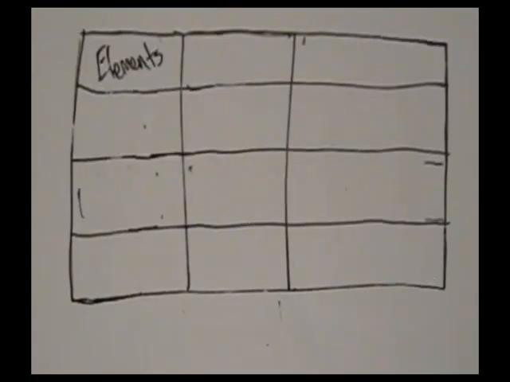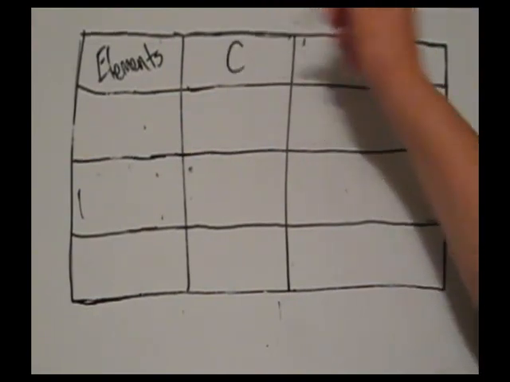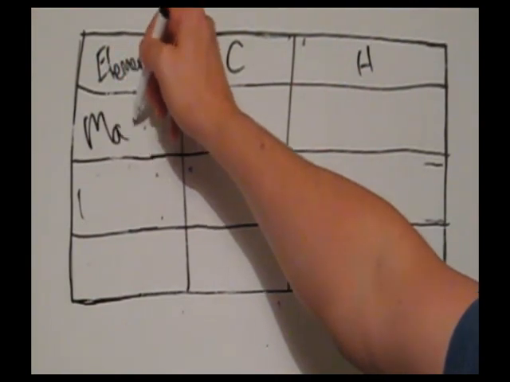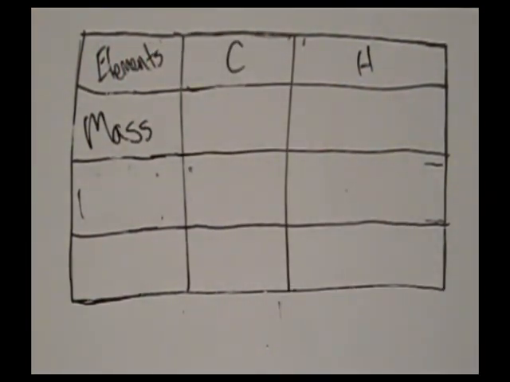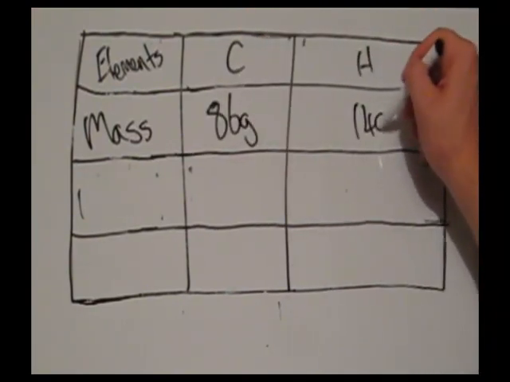Now, whenever presented with a problem like this, I want you to start with a table, just like this, depending on how many elements you have. So the first row of the table is going to be elements, and I'll fill in the elements there with carbon and hydrogen, because those are the elements given to me in the question. So the next row is going to be mass. Again, fill this in from the question. I don't care that it says percent, just fill in the number as if it was grams. So I've got 86 and 14.